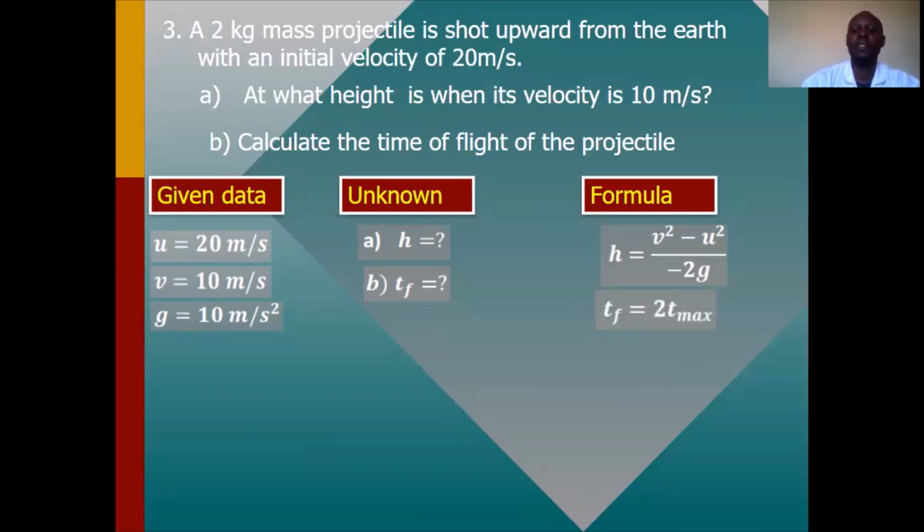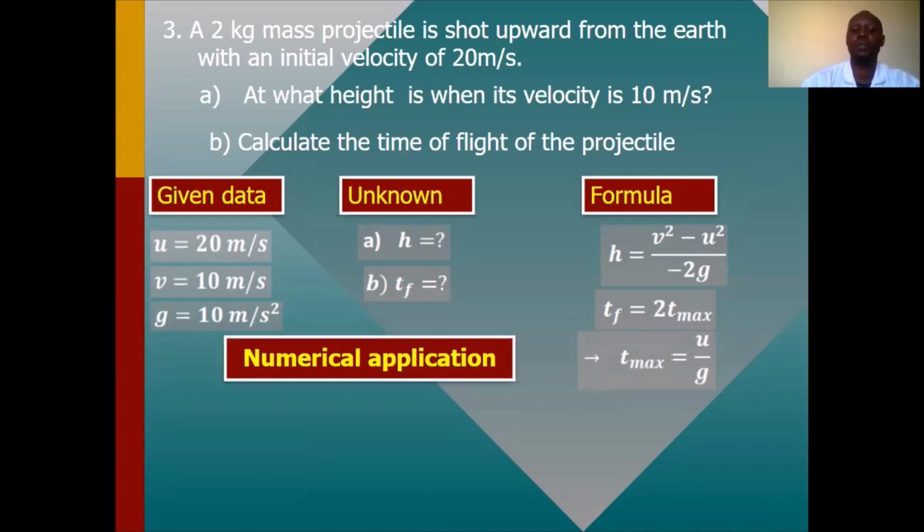For the time of flight, we have twice Tmax. Tmax is the time used by the projectile to reach the highest point. So the time of flight is equal to 2 times Tmax, because the time to go up is equal to the time to go down, and the time of flight is the total time, time up plus time down, where Tmax is equal to the initial velocity divided by g.